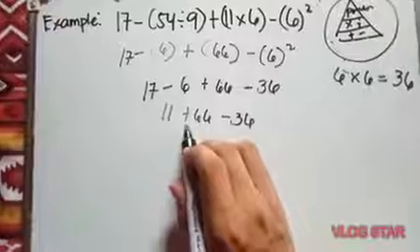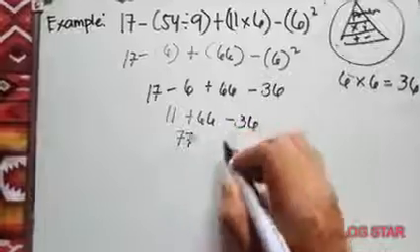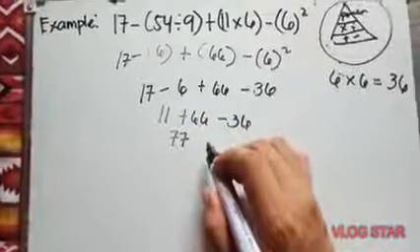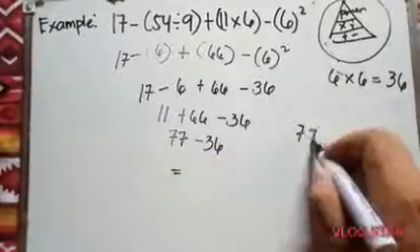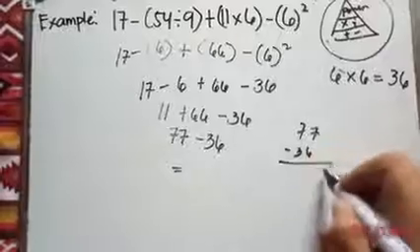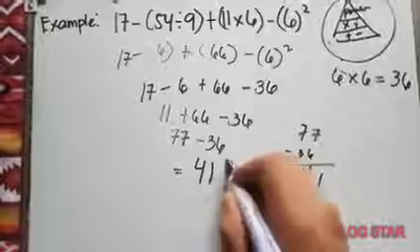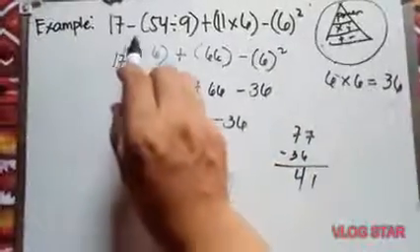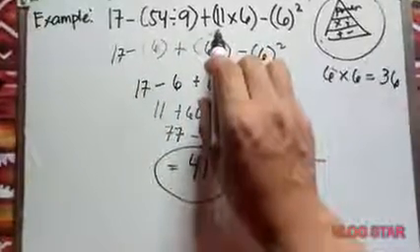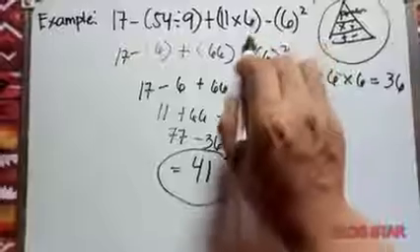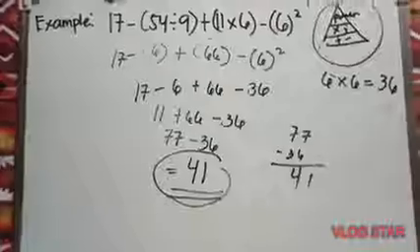Next, since addition comes first before subtraction, then add first. 11 plus 66 is 77, minus 36. Then subtract 77 minus 36. The answer is 41. So the value of 17 minus quantity 54 divided by 59 plus open parenthesis 11 times 6 close parenthesis minus 6 square is 41.